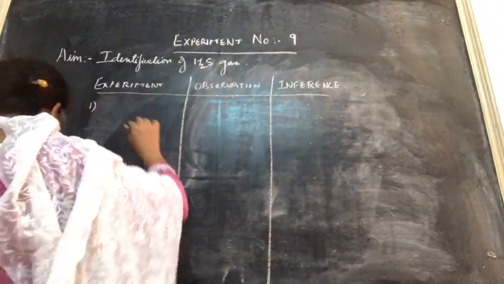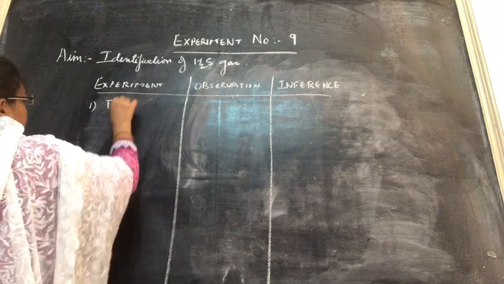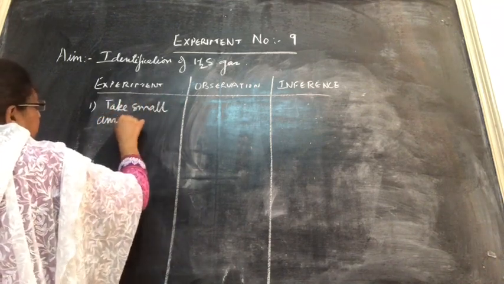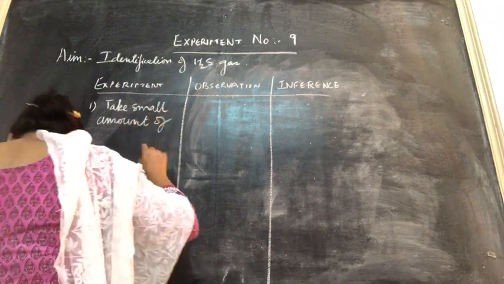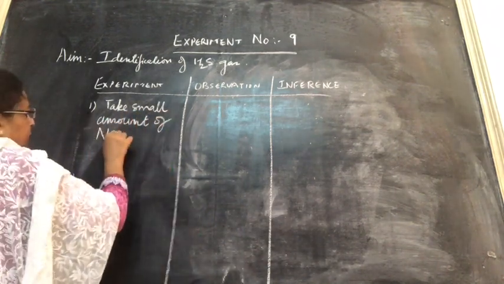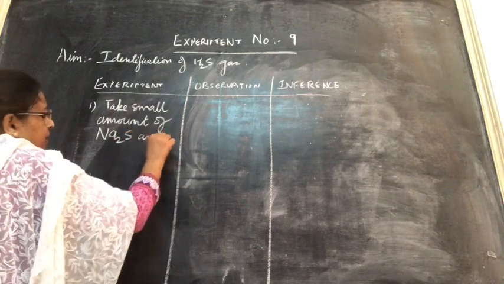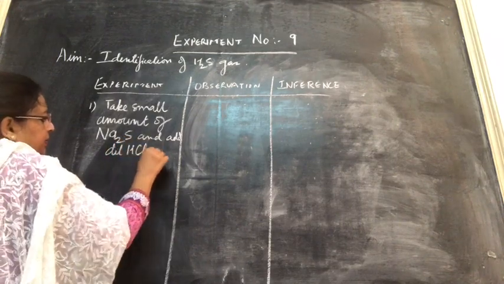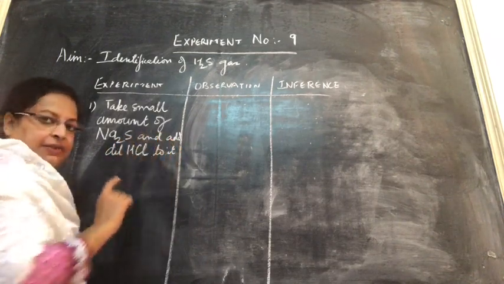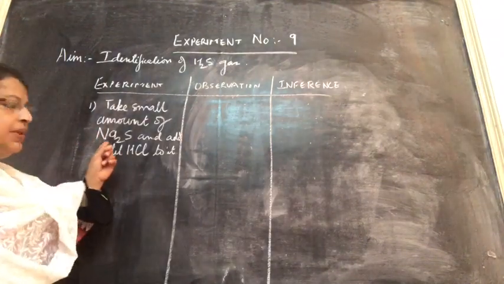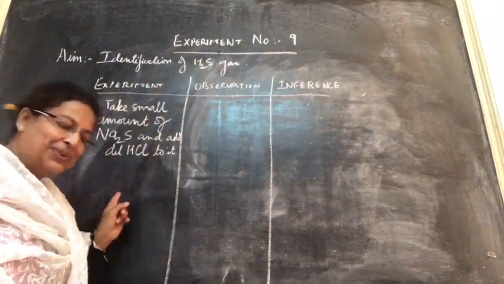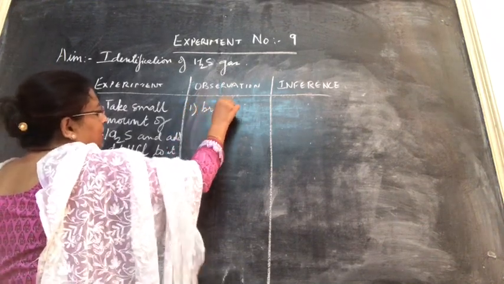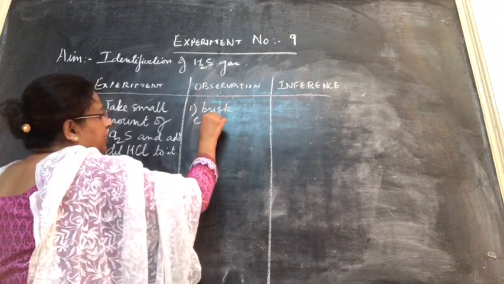First and foremost, take small amount of, which compound I have taken? Sodium sulfide, Na2S, and add, what did we add? Dilute HCl to it. What I have written? What is the first step? Take small amount of sodium sulfide and add dilute HCl to it, right? Well, there are observations. Brisk. What is the chemical term which we will use? Effervescence.